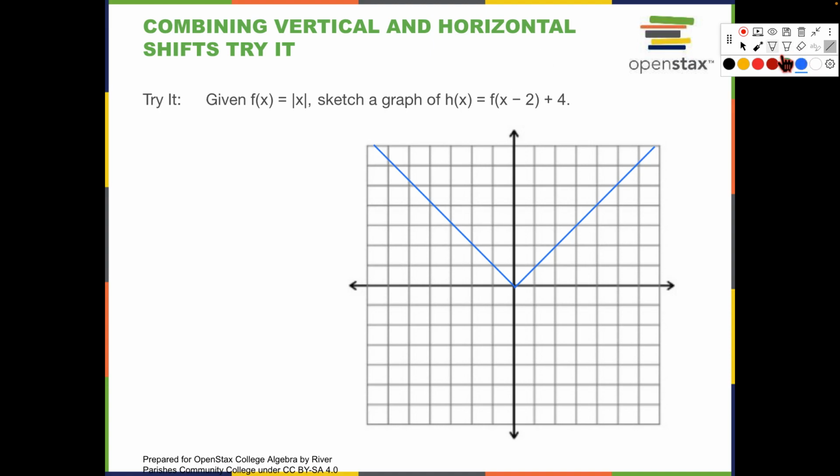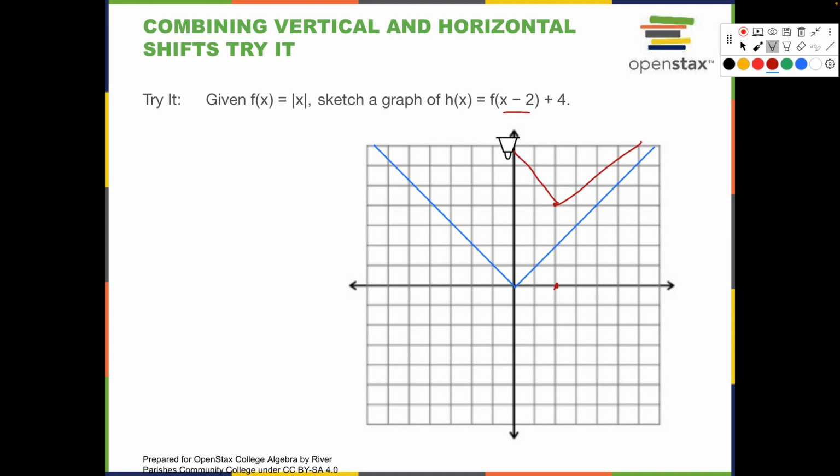What will the new graph look like? Move it to the right 2, so 1, 2, and up 4: 1, 2, 3, 4. So again, you just follow the vertex, and then everything else follows suit from there. You still have that V shape. And again, that's the functions they give us. Find a point to focus on.